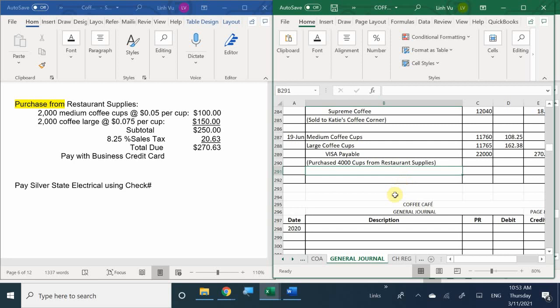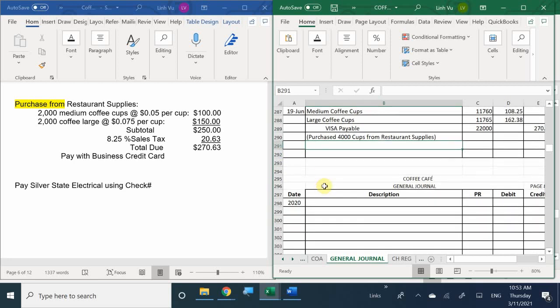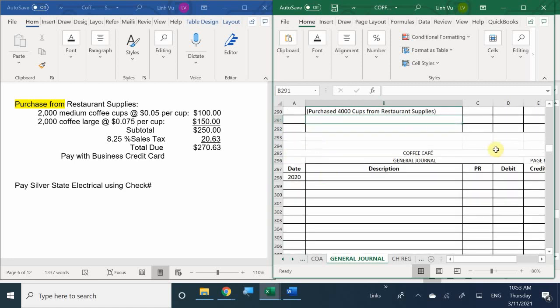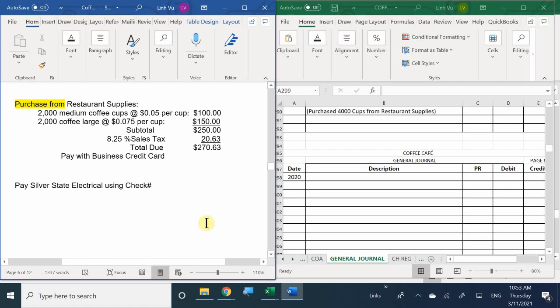We're not in a single entry. We're in a double entry. So in this case, we are done with that one. No need to modify it. We are now officially on page 8 of the journal. What happened? We need to pay Silver State Electrical.